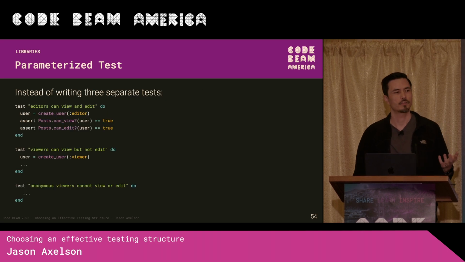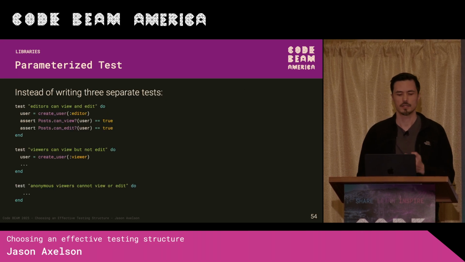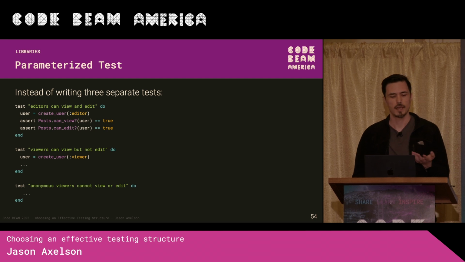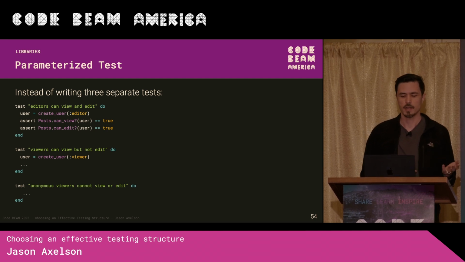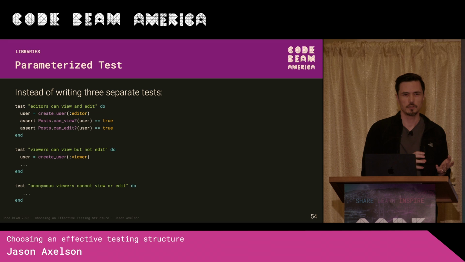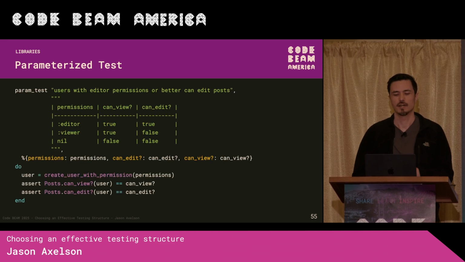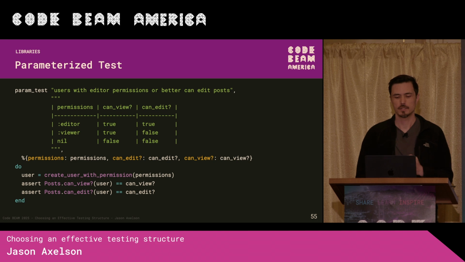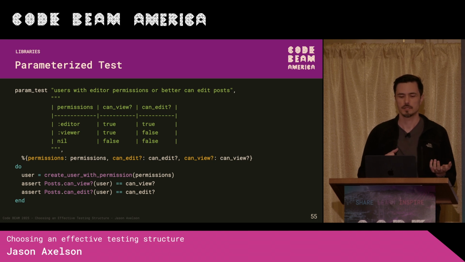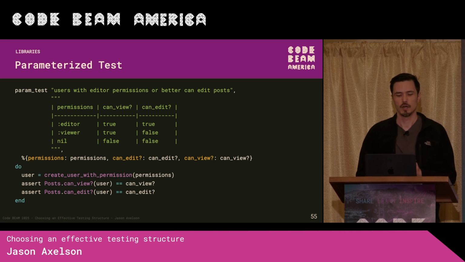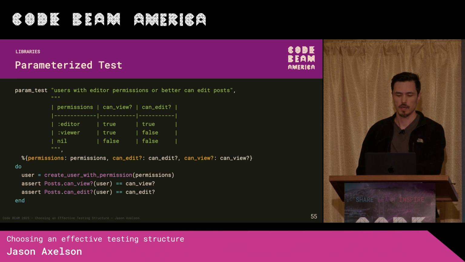So rather than writing 3 separate tests like this, where we're checking, OK, editors are able to view and edit. Viewers are able to view but not edit. And anonymous viewers cannot view or edit. You can just instead have a single test verifying what users are able to do with their permissions. And you can see visually, OK, if they're an editor, they're able to view, and they are able to edit.